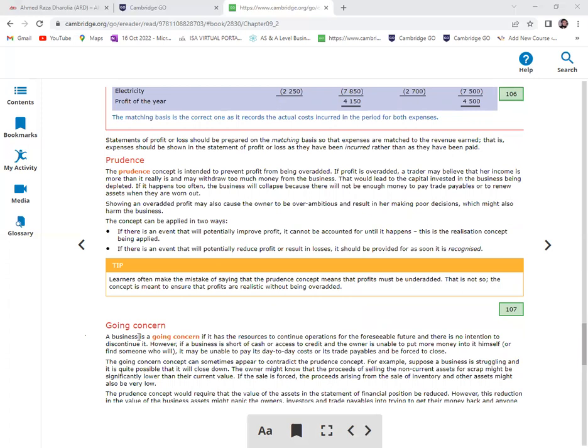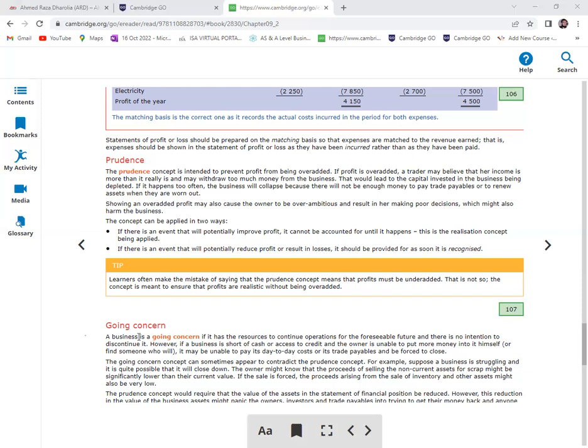Prudence concept is: if expense is estimated, record it. Income, until it comes into your hand and is realized, do not record it. Expense should be recorded when it's expected. The best example of that is provision for bad debts. Provision for bad debt is not an actual write-off.